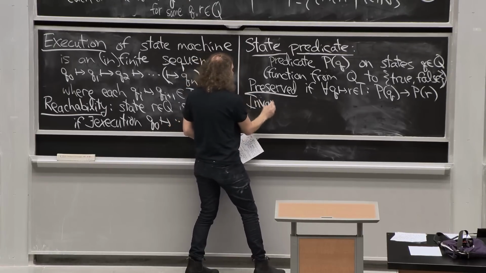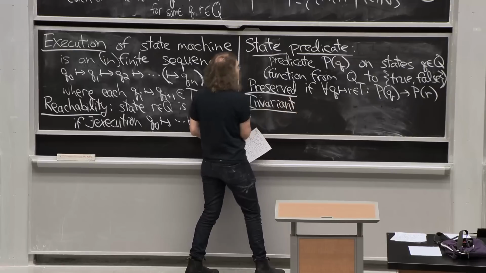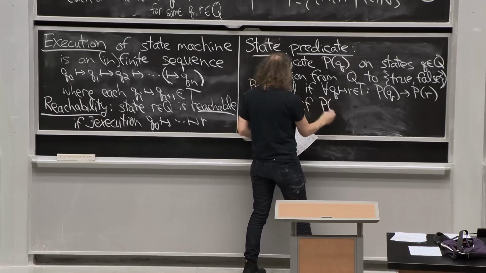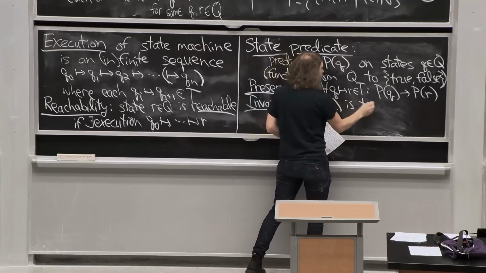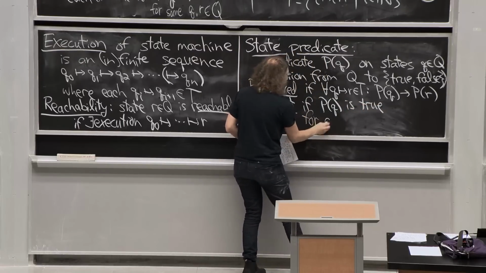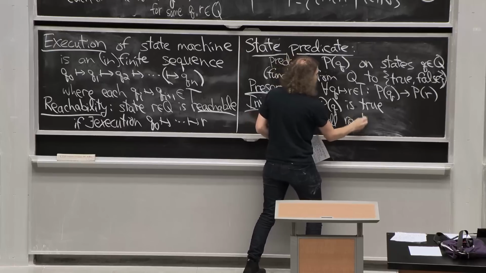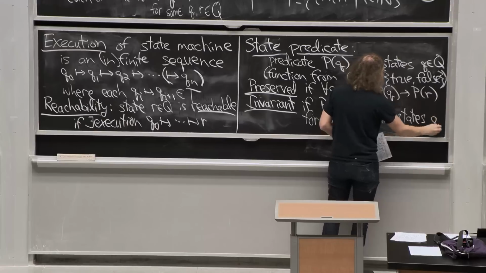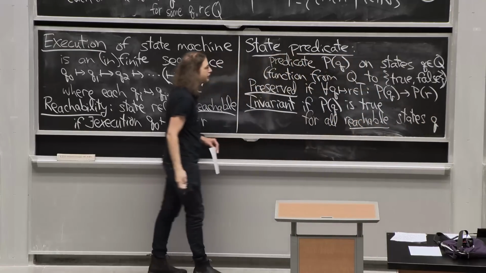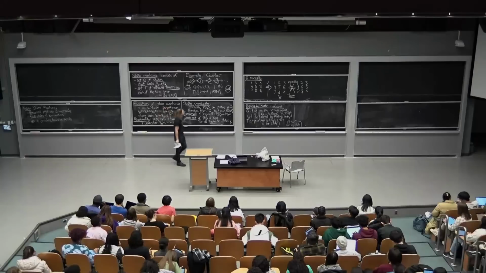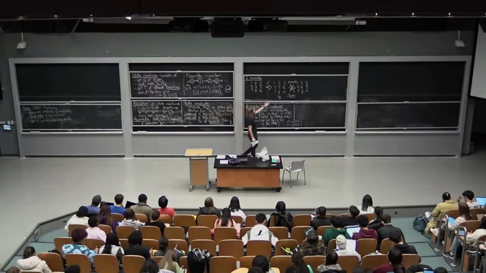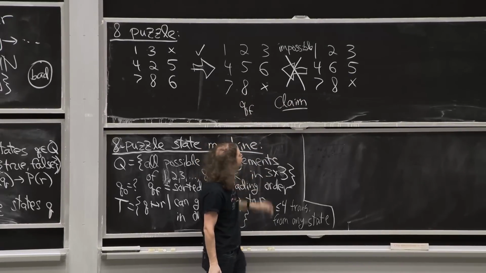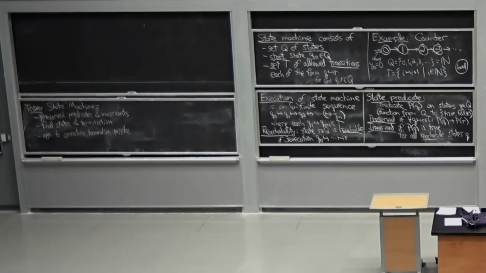Second important notion is called an invariant, or invariant state predicate. If P of Q is true for all reachable states Q. Crucially, in this definition, we're only interested in the reachable states. That's kind of important for the 8 puzzle because we claim some states are unreachable. Like if I start here, the claim is that this one is unreachable. That's what we'd like to prove, actually. So this seems useful.